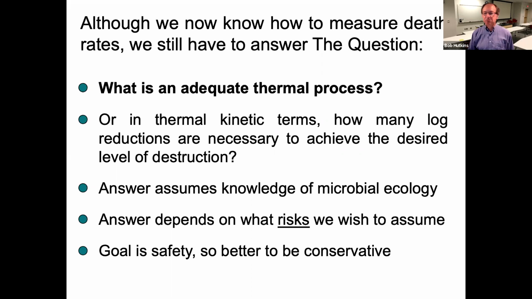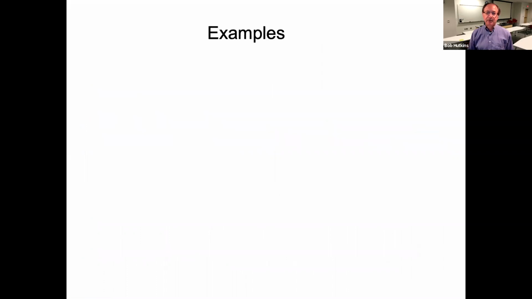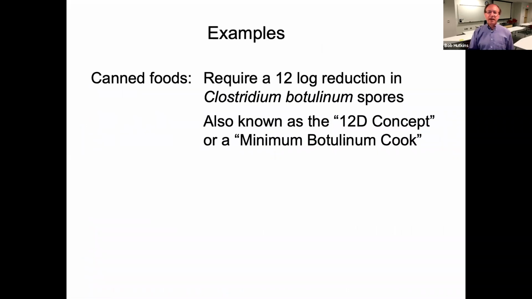In other words, you could arbitrarily say, well, I think a 2 log reduction is satisfactory. But again, if your knowledge of microbial ecology says, no, that's too risky, we need a 5 log reduction, then you have to be more conservative. Okay. So for example, canned foods require a 12 log reduction in Clostridium botulinum spores. So this is the dogma in the food, especially in the canned food industry. It's known as the 12D concept. Sometimes you'll see this as the minimum botulinum cook, 12 log reduction.